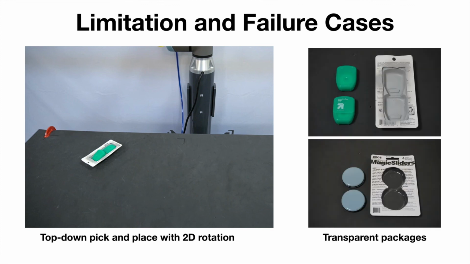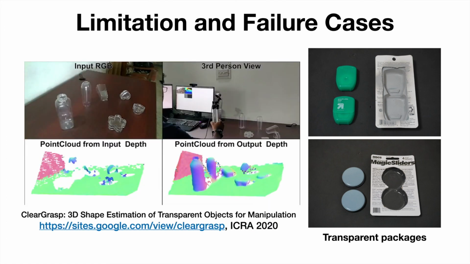Second, our system also has trouble handling transparent objects. In some cases, we need to spray paint the object in order to make it visible to the depth camera. So to address this issue, in a parallel project, we try to study how to use machine learning and synthetic data to estimate the 3D geometry of transparent objects. And here are example results of the system called ClearGrasp. And you can go to the project webpage to find out more details.